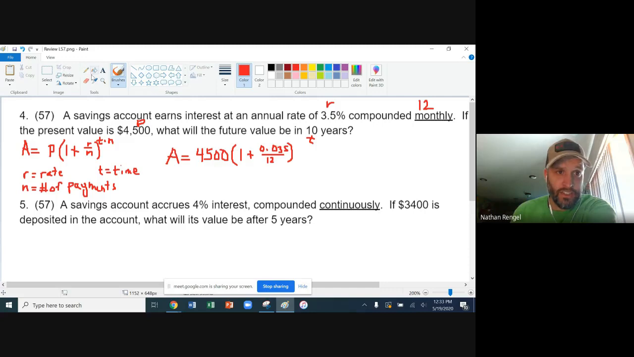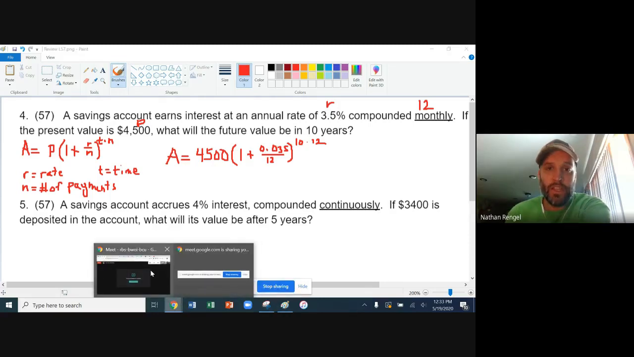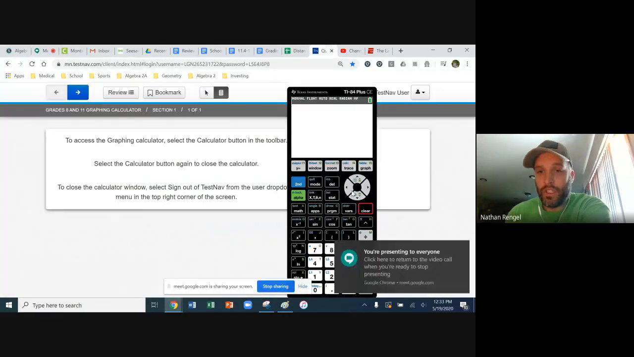Then we're going to raise that to the power of t times n. So I'm going to erase that, and then we'll rewrite t times n, with 10 as the number of years, and the number of payments is 12 because of monthly. Now it becomes a calculator problem. So we'll head into our calculator.